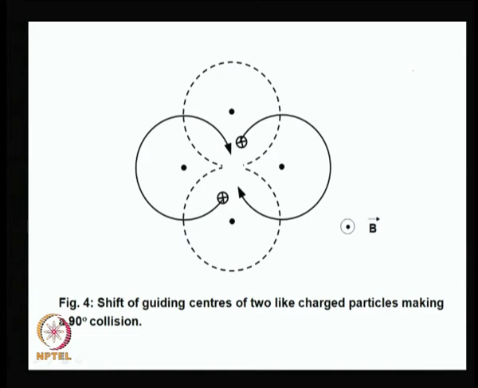This is the figure which shows the collision of like particles. This is one particle and this is the other particle. They are gyrating, they collide, and their paths shift in a manner that the center of mass remains the same. It is stationary. It is a 90-degree collision between the particles.